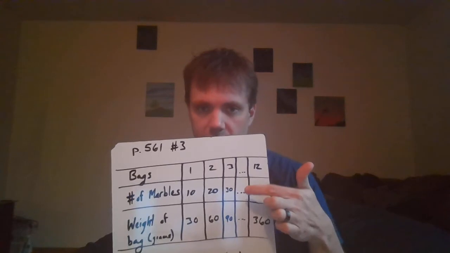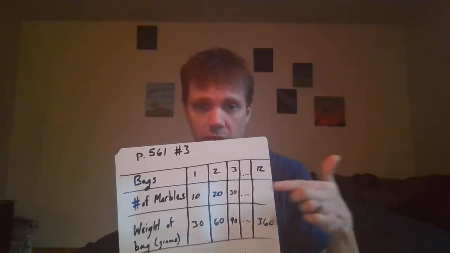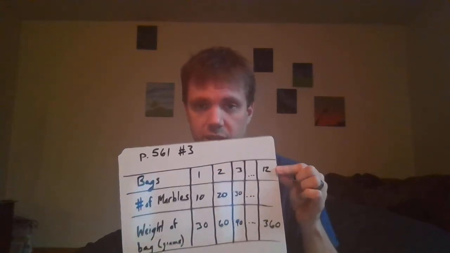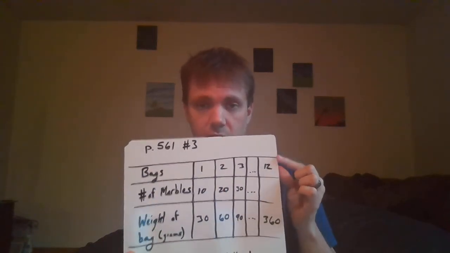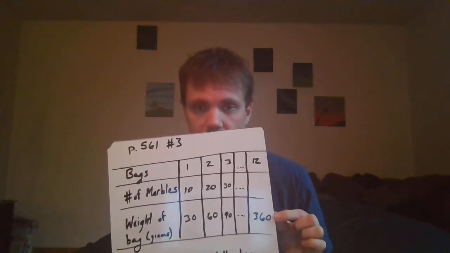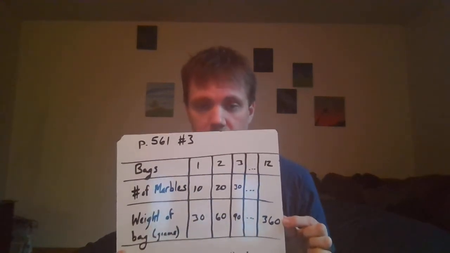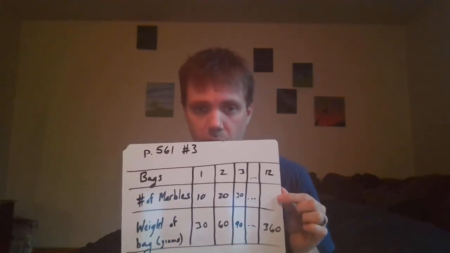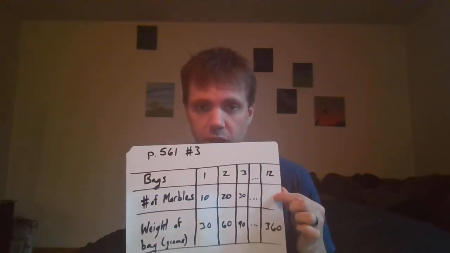Now, these little dots here mean the pattern continues. It means it keeps going. There's stuff in between, but we're going to skip to the one that we actually care about, which in this case is 12 bags of marbles. The book tells you that 12 bags of marbles is 360 grams, and they want to know what is the total number of marbles that you have. So what value would go here?